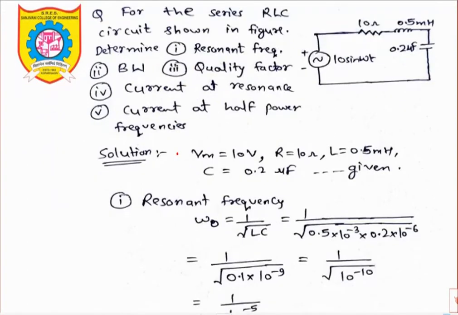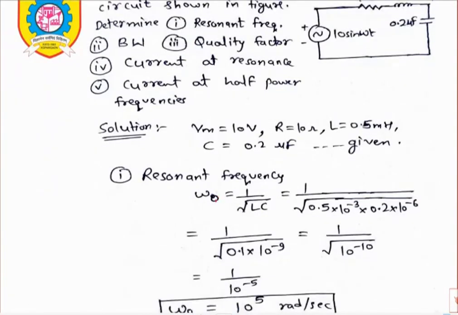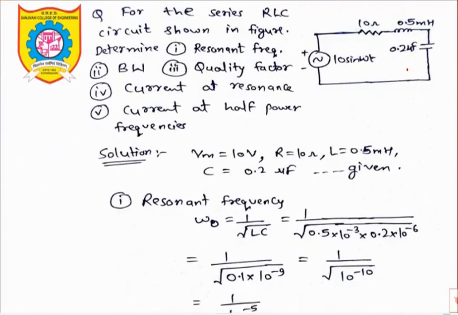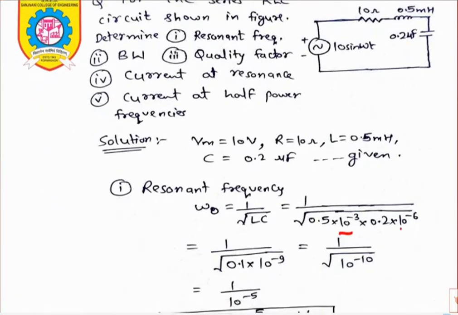Okay. So the resonant frequency formula is omega naught equal to 1 upon under root LC. Inductor is 0.5 millihenry, capacitor is 0.2 microfarad. So just substitute. Millihenry means 10 raised to minus 3, microfarad means 10 raised to minus 6. 0.5 into 0.2 is 0.1.